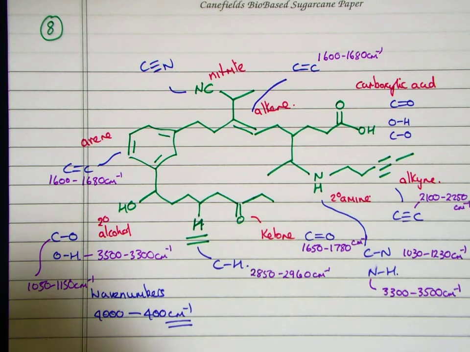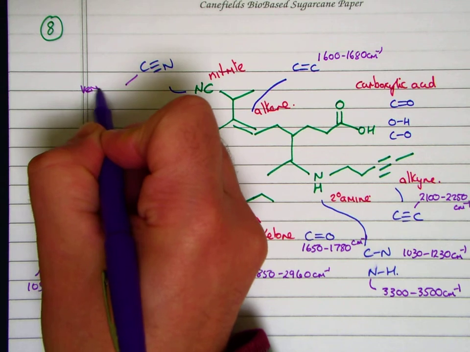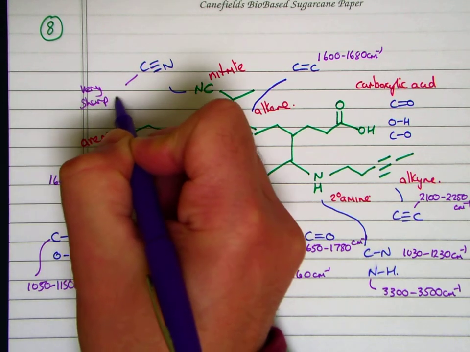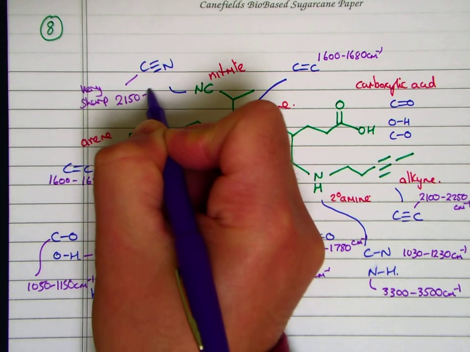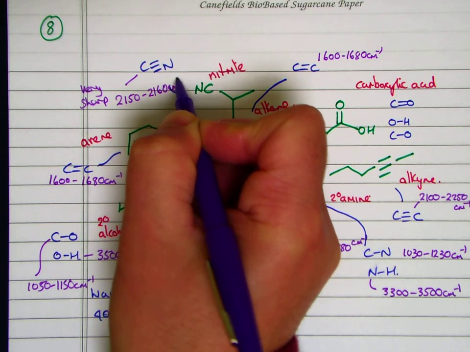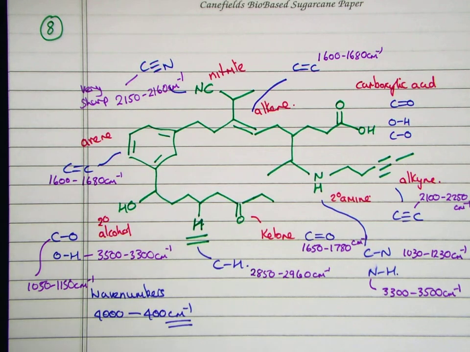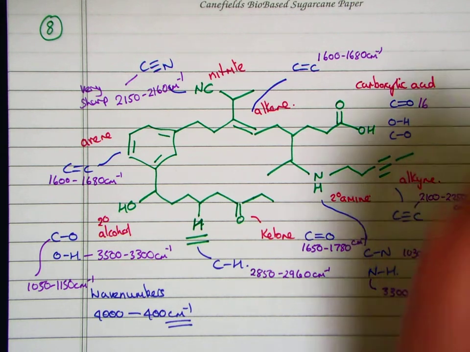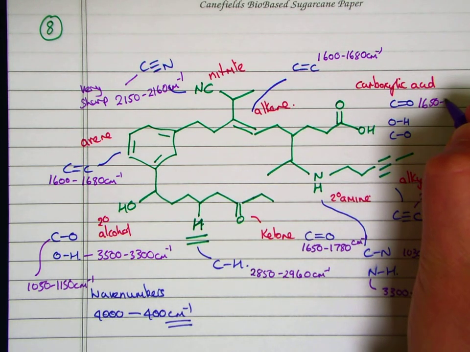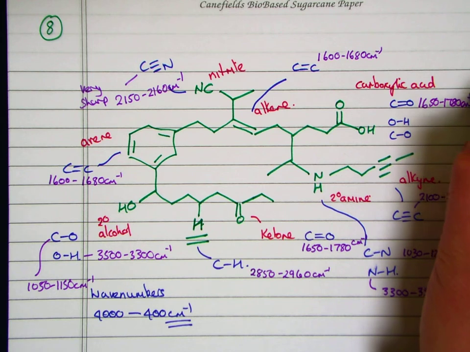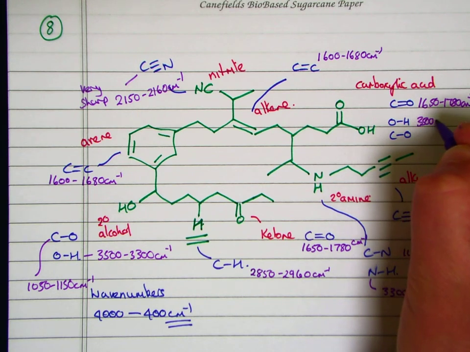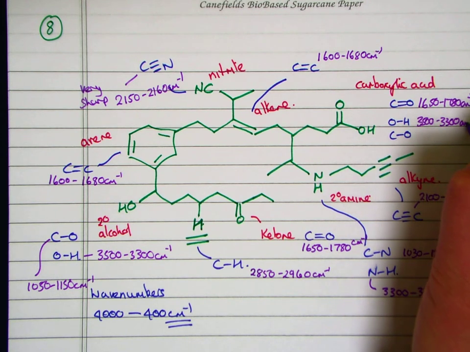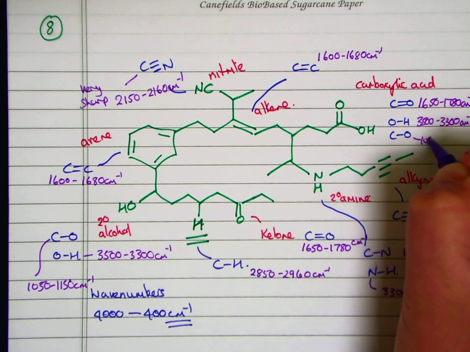And the nitrile is generally very sharp. And this is between 2150 to 2160. It's a very tight range. So now, we've got the carboxylic acids. You've got the carbonyl of the acid, which is going to be between 1650 to 1780. The OH, which is 3500 to 3300. And the CO, which is 1050 to 1150.